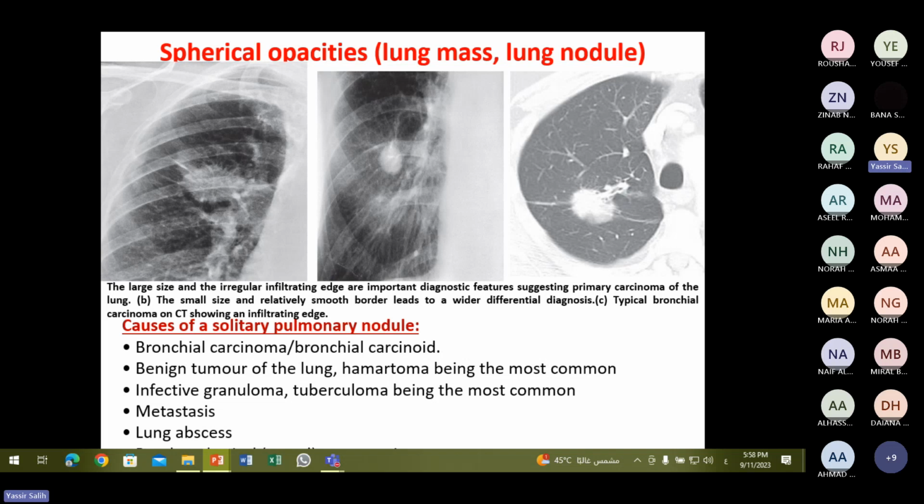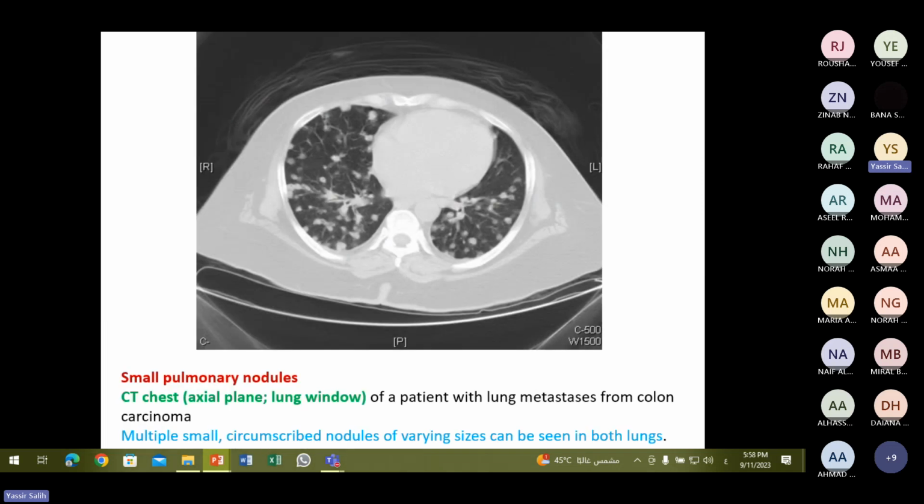طيب إذا عندنا pulmonary nodule عندنا differential diagnosis may be carcinoma, bronchial carcinoma primary or bronchial carcinoid, or it may be benign such as hamartoma or tuberculoma, يعني infected granuloma. It could be metastasis or lung abscess. عندنا others، يعني عندنا many other conditions can be a differential diagnosis of this nodule. فنحن دايرين نتكلم بسيط كده عن how to differentiate between these abnormalities.